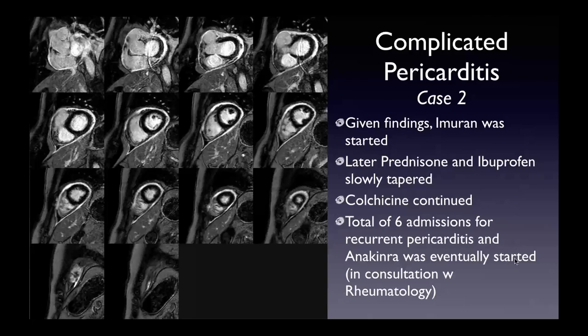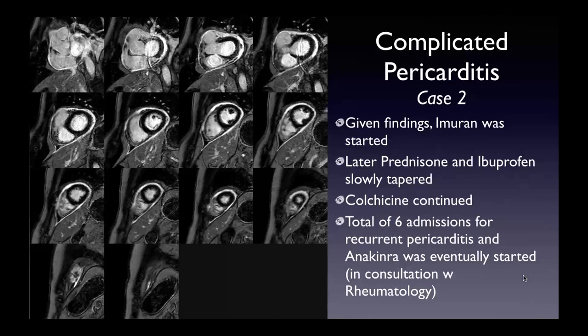So with this, in consultation with rheumatology, ibuprofen was started, and later prednisone and ibuprofen were slowly tapered, and colchicine was continued. In the end, this patient had a total of 6 admissions for recurrent pericarditis over a span of probably 1.5 to 2 years. He's followed by one of our cardiologists, and he's also followed by one of our rheumatologists.